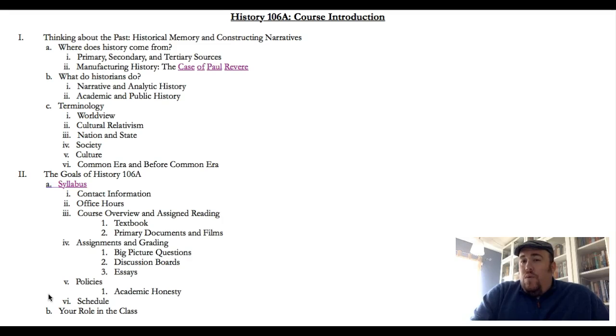So what then are tertiary sources? It's interesting because I think a lot of students have a general idea of primary and secondary sources, but they've never heard of tertiary sources, which is kind of interesting because it's this kind of source I think you're most familiar with. Tertiary sources are textbooks. They're summaries of secondary sources.